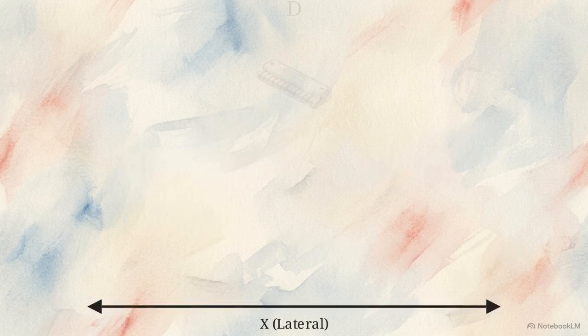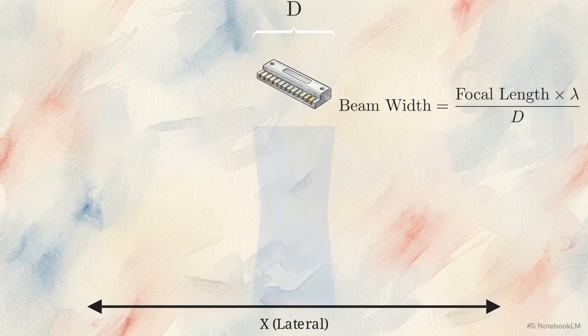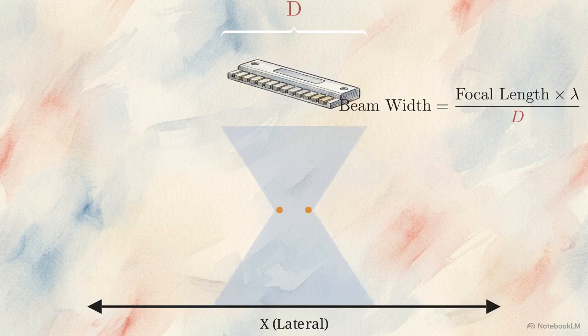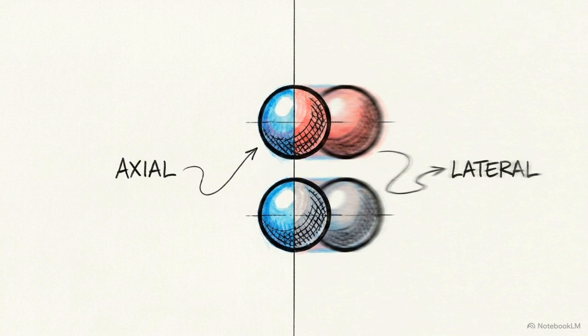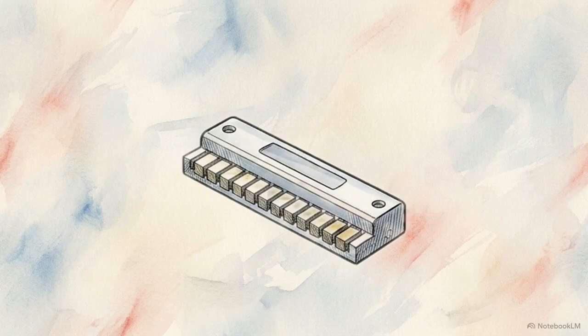Shifting to the x-axis, lateral resolution distinguishes side-by-side objects. It's governed by an equation: beam width equals focal length times wavelength divided by d. d is the probe's crystal diameter. As diameter increases, wave interference dynamically constructs a narrower, higher-resolution beam at the focal point. Because of these differing mechanics, lateral resolution is inherently inferior to axial resolution. As a general clinical rule, the lateral resolution typically equates to roughly 1/3 of the transducer's physical diameter.